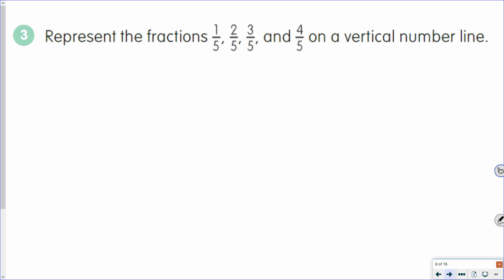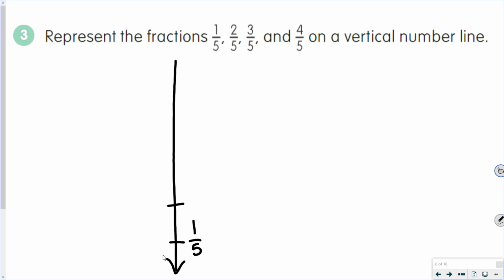Represent the fractions 1/5, 2/5, 3/5, and 4/5 on a vertical number line. So again, when we have a vertical number line, our line needs to go up and down. And since our fractions all have the same denominator, we just kind of look at those as 1, 2, 3, and 4. So we'll put 1/5 down at the bottom.